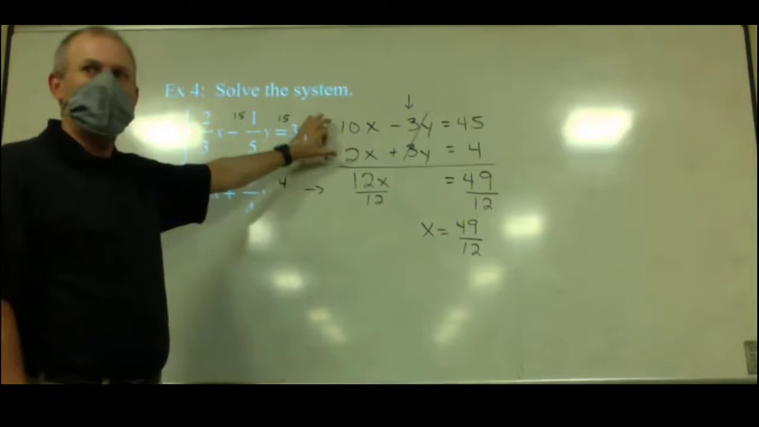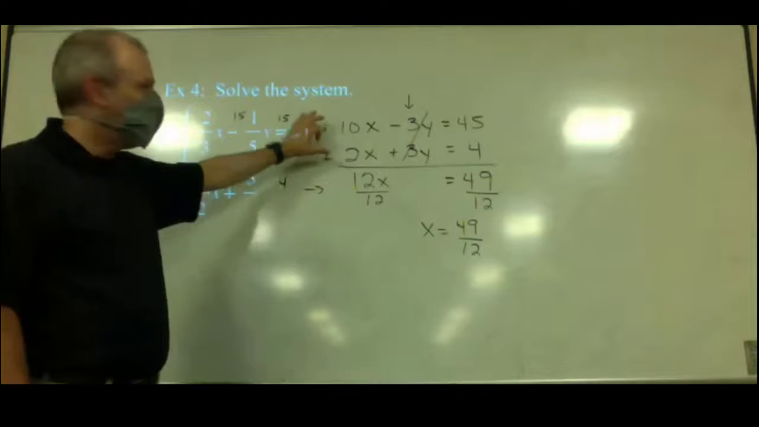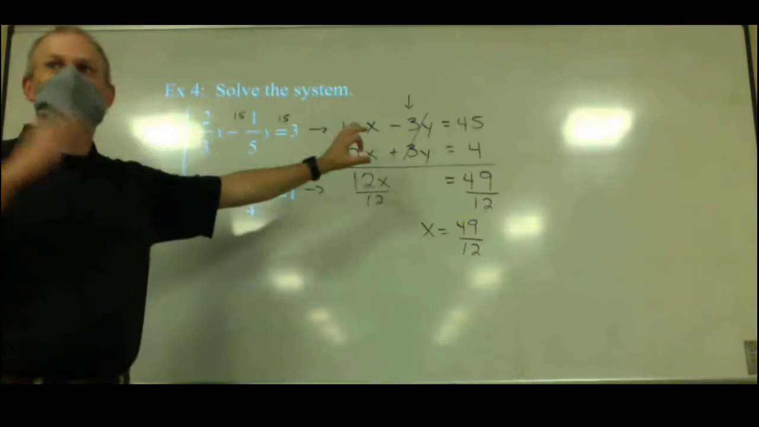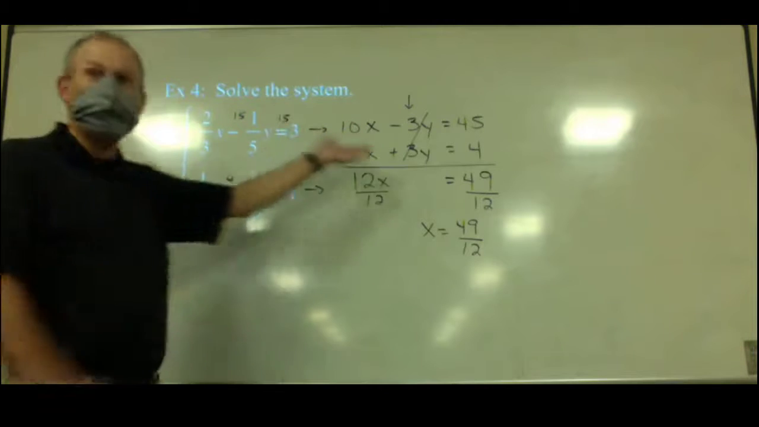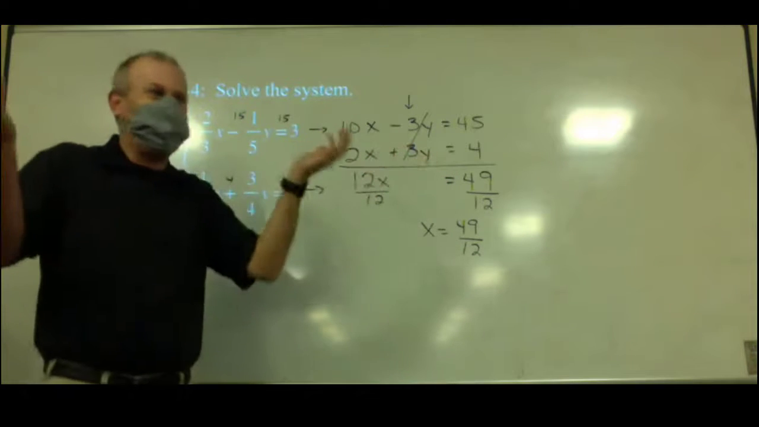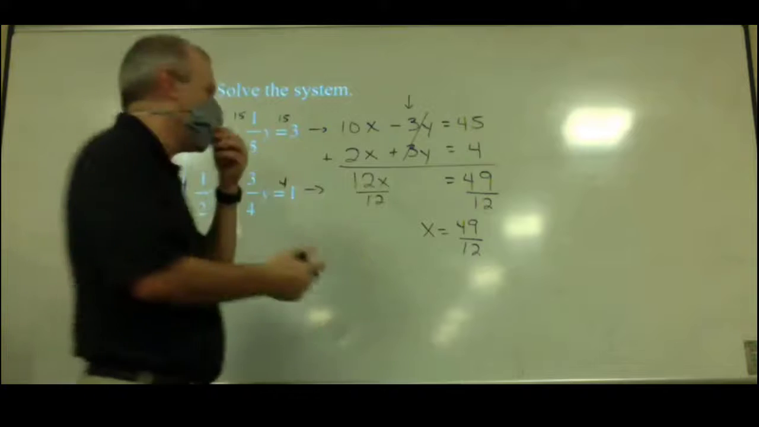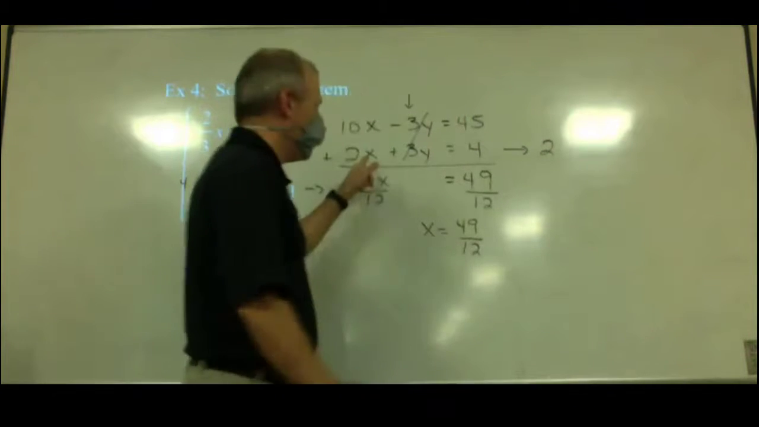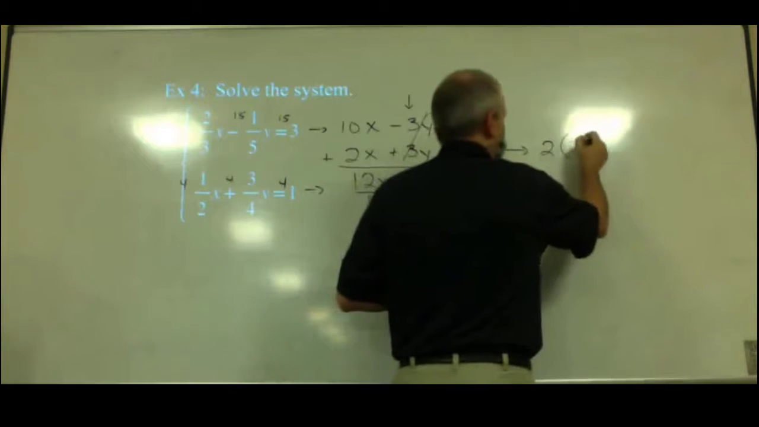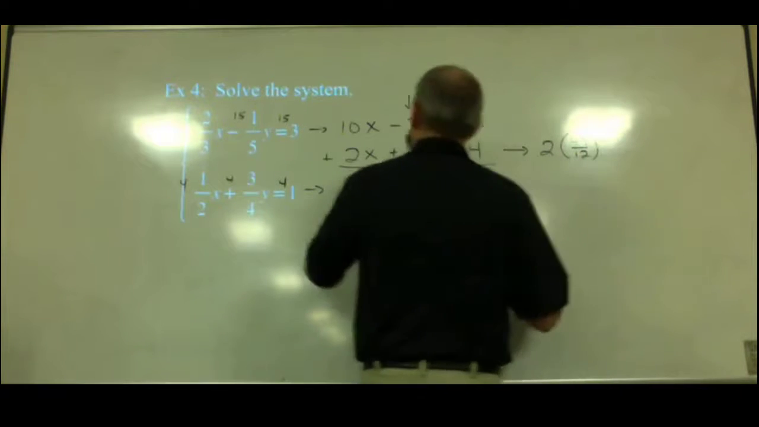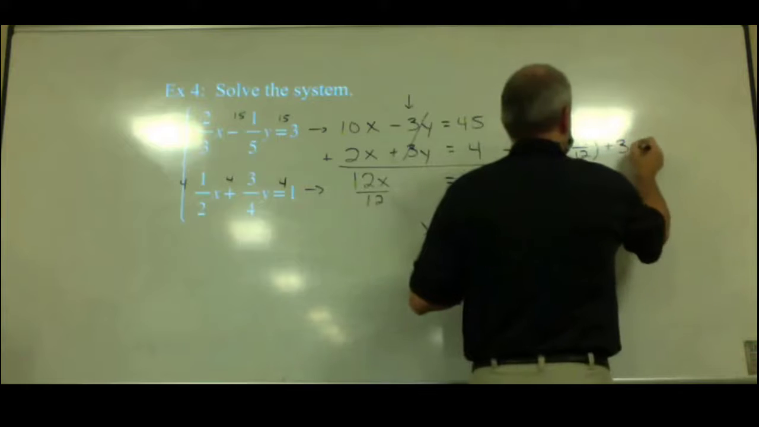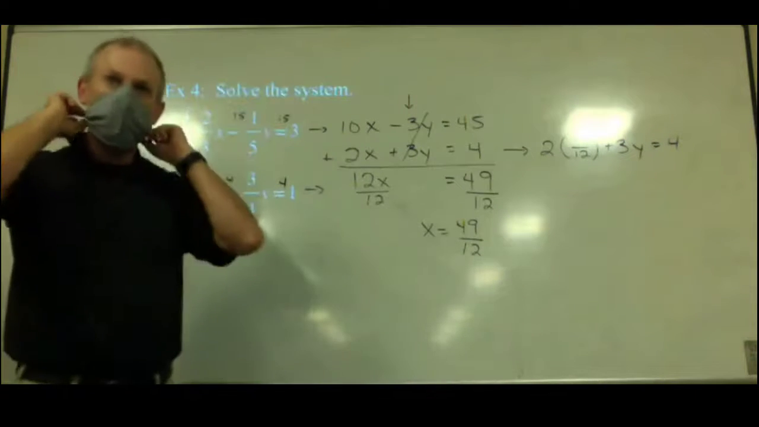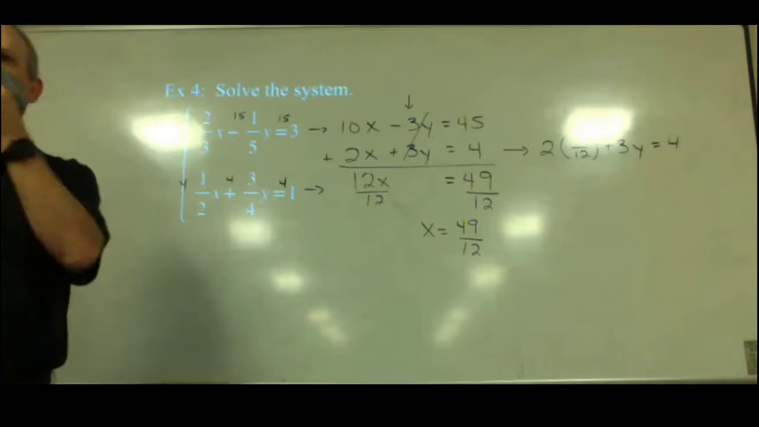The bottom. Why the bottom one? It's not negative. I don't know. Okay, it's not negative. That's one reason. I would choose the bottom one also, but for a different reason. The numbers are smaller, right? I think that makes it easier. So choose the smaller number. So here's what happens. We're replacing the x with 49 over 12 and plus 3y equals 4. You could have done the top equation as well. It doesn't make any difference.